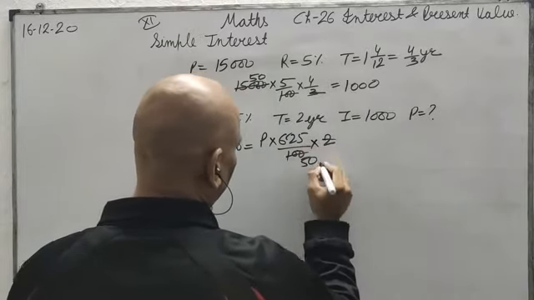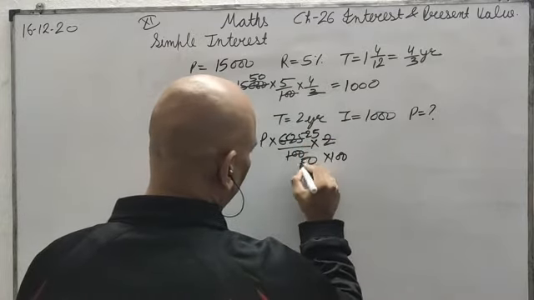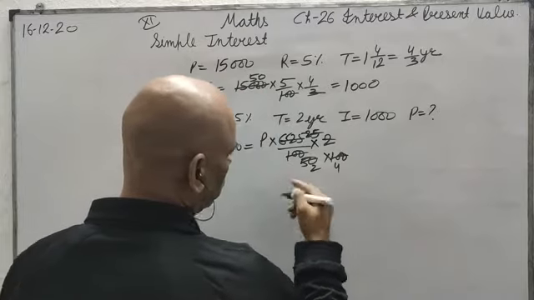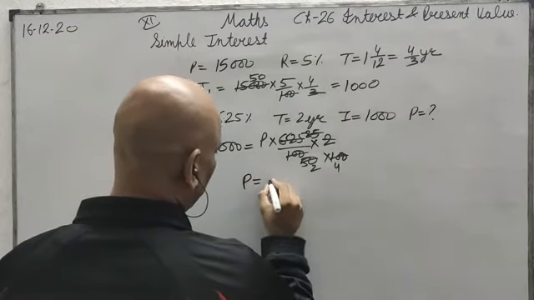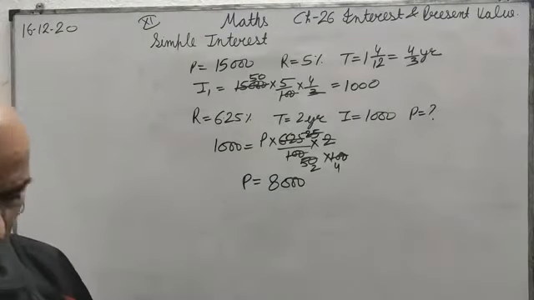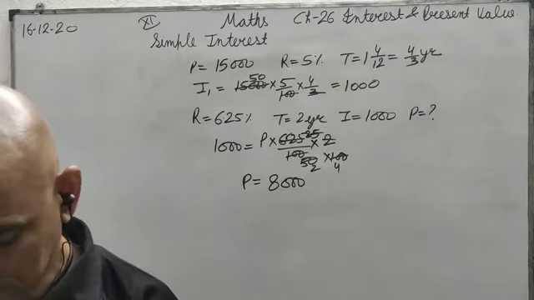50, if the decimal is removed, then 100. 25 2s are 50, 25 4s are 100, so 4 2s are 8. So we got 8,000 rupees. So the principal should be 8,000 rupees, so that we get this interest. Okay.